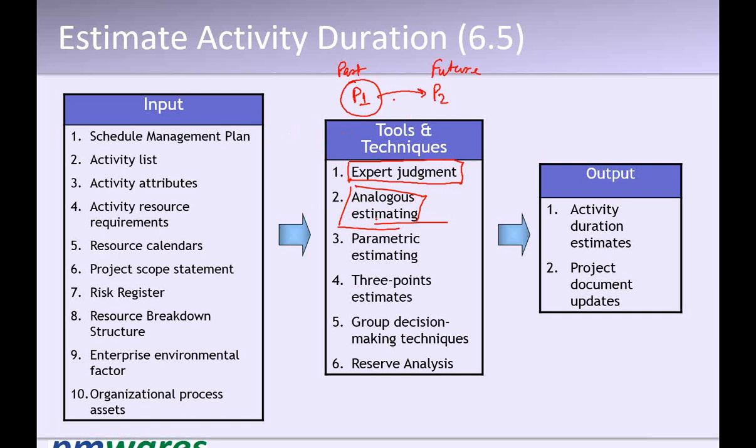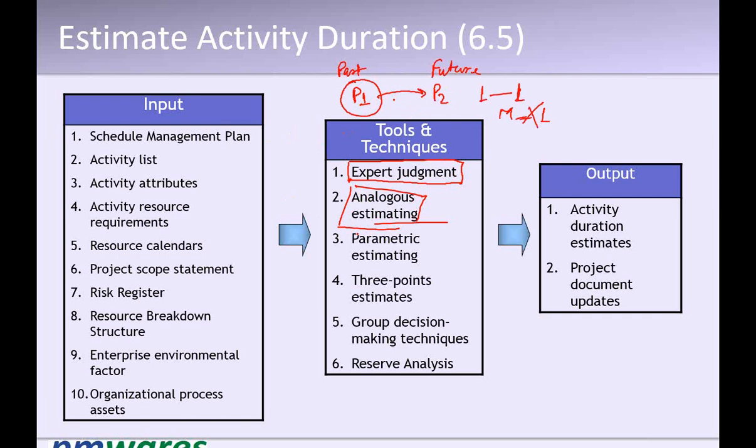What is the accuracy level? The accuracy level depends upon how similar P1 and P2 are. The more the similarity, the better the estimates. The less the similarity, the worse the estimates. So it is a one-to-one comparison with one project in the past. It is not many-to-one. So I have to find a similar project in the past, then only I can apply analogous estimate. If not, then I cannot apply it.